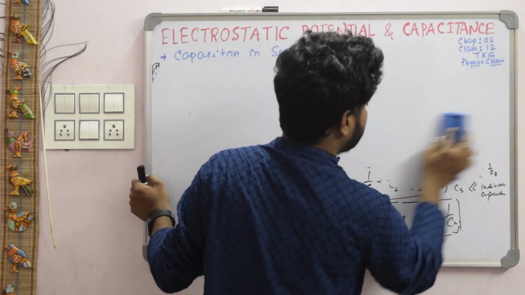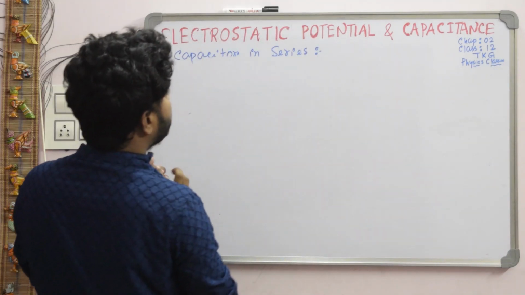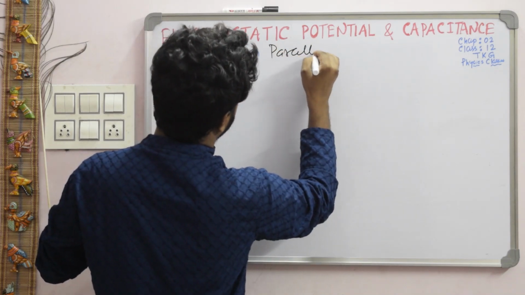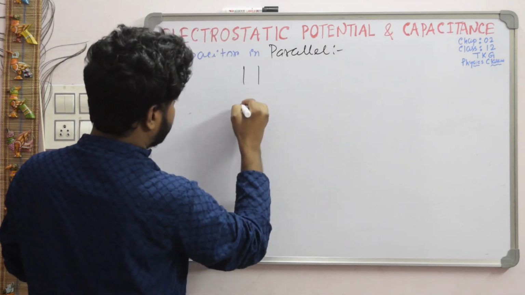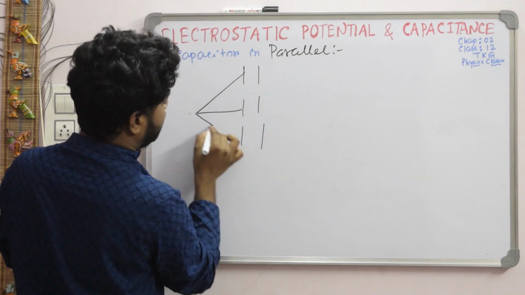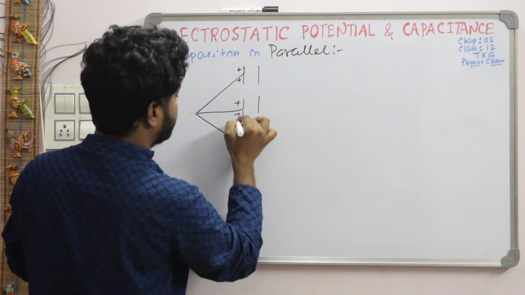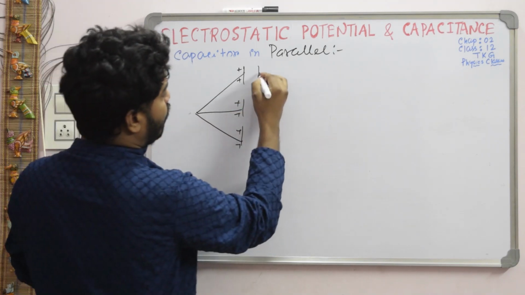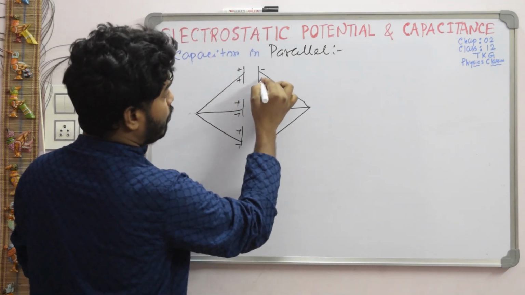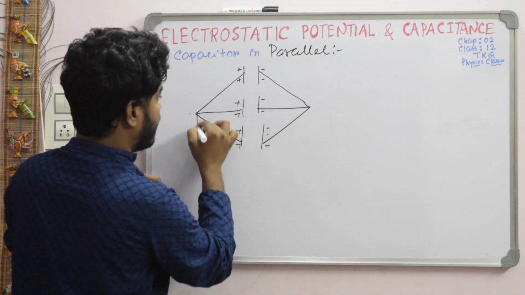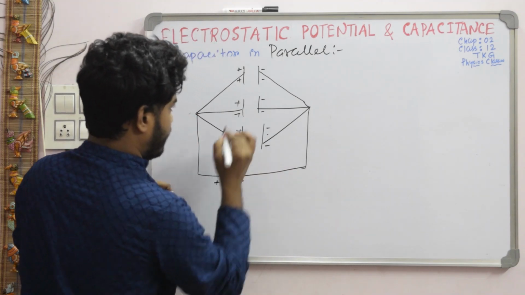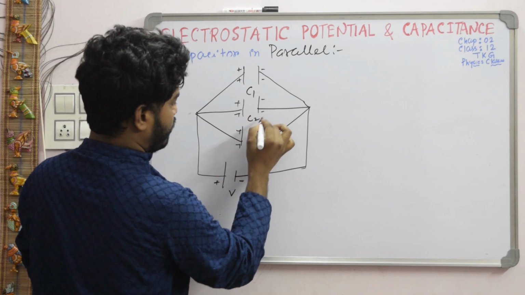Parallel combination means all the positive plates of capacitors are connected at a common point. Here this is a positive plate, plus Q, plus Q, plus Q, connected at a common point, and all the negative plates are connected at a common point. The potential supplied for the whole circuit is V. This is capacitor C1, capacitor C2, and capacitor C3.